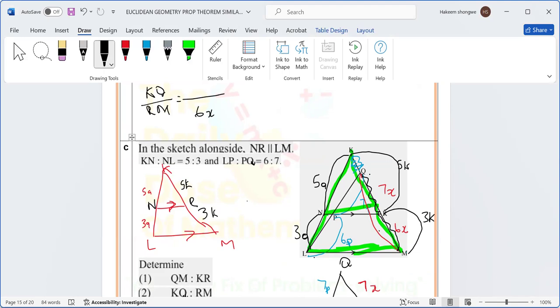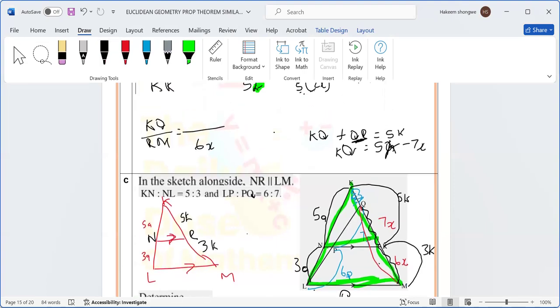It's not 3x. Let's check it. For us to get KQ, we have KQ plus QR, which is going to be equal to 5K. But we know K in terms of X. So KQ is going to be equal to 5K minus 7X. Let's write it this way, and then we'll substitute from there.